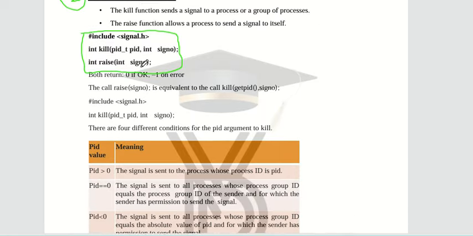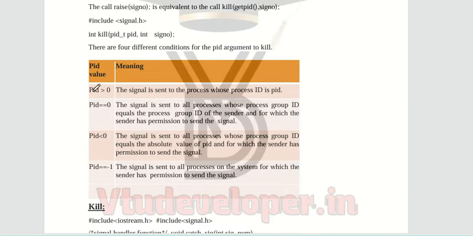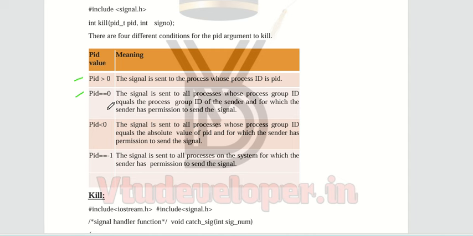Next, in the kill function, there are 4 cases for the PID: when PID is greater than 0, PID is equal to 0, PID is less than 0, and PID is -1. PID is nothing but the process ID. When PID is greater than 0, the signal is sent to the process whose process ID is PID. When PID is equal to 0, the signal is sent to all processes whose process group ID equals the process group ID of the sender, and for which the sender has permission to send signals.